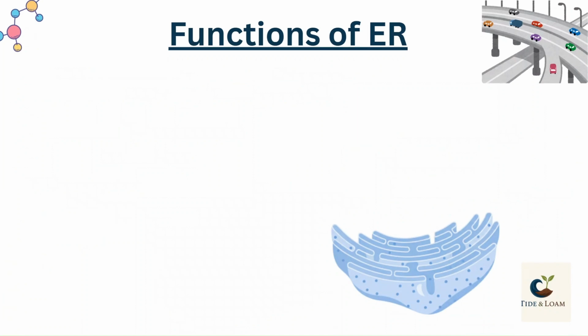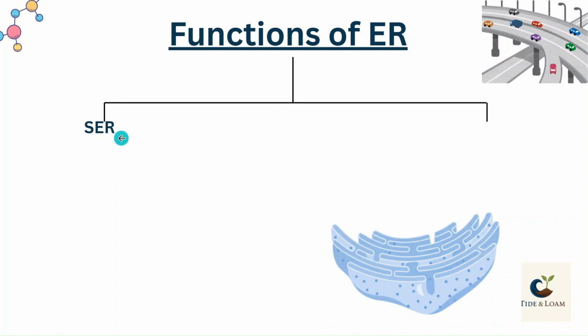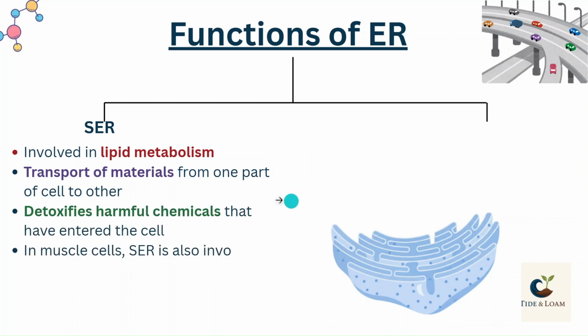Next we have function of endoplasmic reticulum. So हम RER और SER दोनों के functions को अलग अलग पढ़ेंगे. First we will study the function of SER. SER stands for smooth endoplasmic reticulum. SER is involved in lipid metabolism. सबसे पहला function जो smooth endoplasmic reticulum perform करती है, that is it is involved in lipid metabolism. यानी कि lipids को एक फॉर्म से दूसरे फॉर्म में चेंज करना, सेल के अंदर lipids के जो metabolism हो रहा है, that is performed by SER.